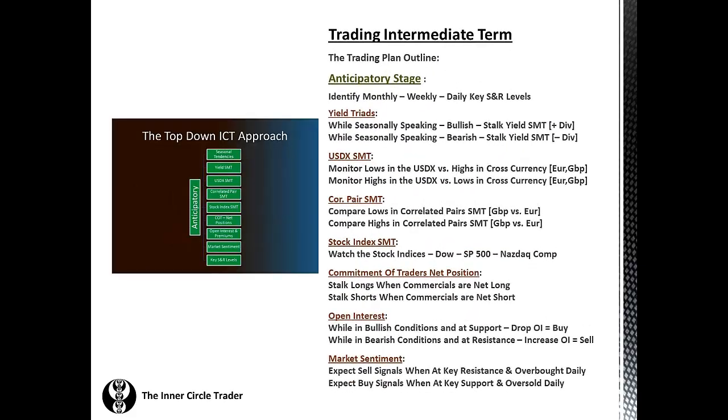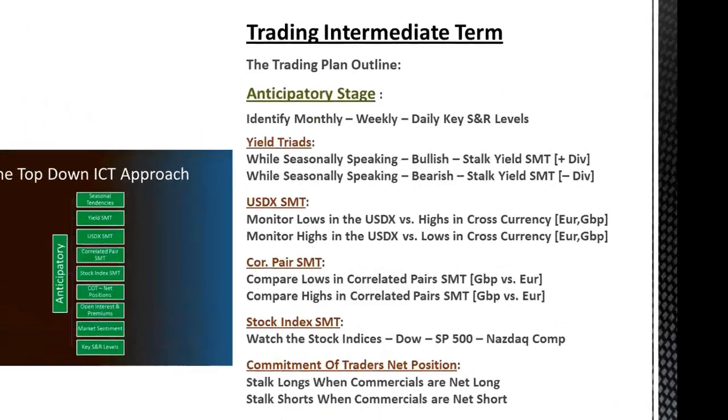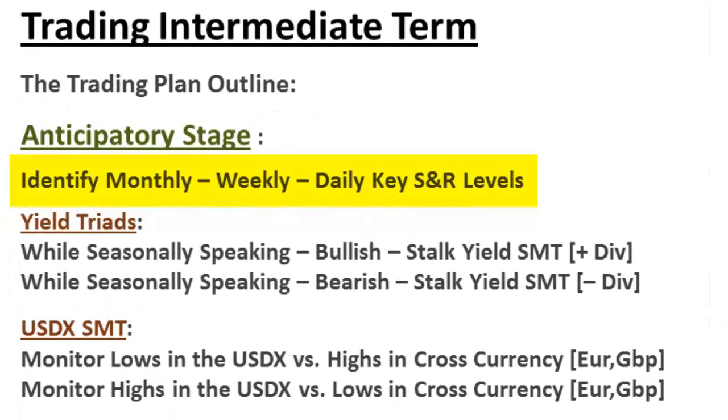Okay, the anticipatory stage for this example plan. Obviously, we always begin with identifying the higher time frame, monthly, weekly, and daily key support and resistance levels, because those levels are going to be the catalyst for us looking for signals. So without these levels, okay, we're not going to be taking a trade. So we must have a higher time frame, monthly, weekly, or daily key support and resistance level to facilitate a trade. Okay, so we're going to be waiting for these levels to be traded to.